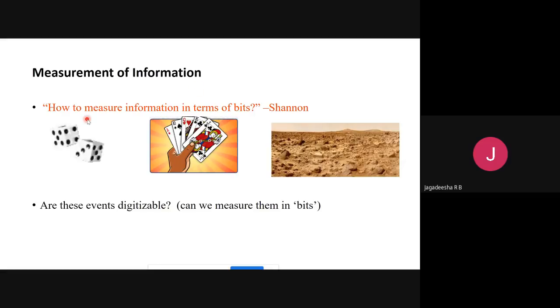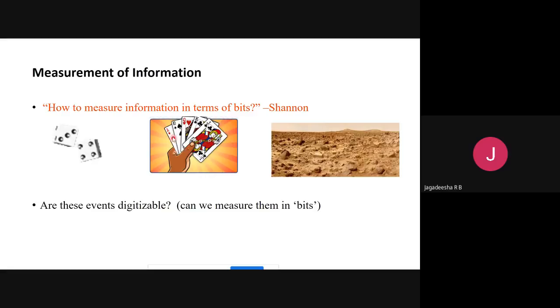For example, there are different events such as throwing a die. What are the different possibilities here? When you throw the die, you may get a 1, 2, 3, 4, 5 or 6, any one, right? At one tossing. Similarly, if you have a deck of cards, what is the probability of getting a J? So you should know how many cards we have in total, how many J's we have in a deck, and so on. Similarly, we have a picture here. Some area is shown here. Can we measure the information that is represented by this picture?